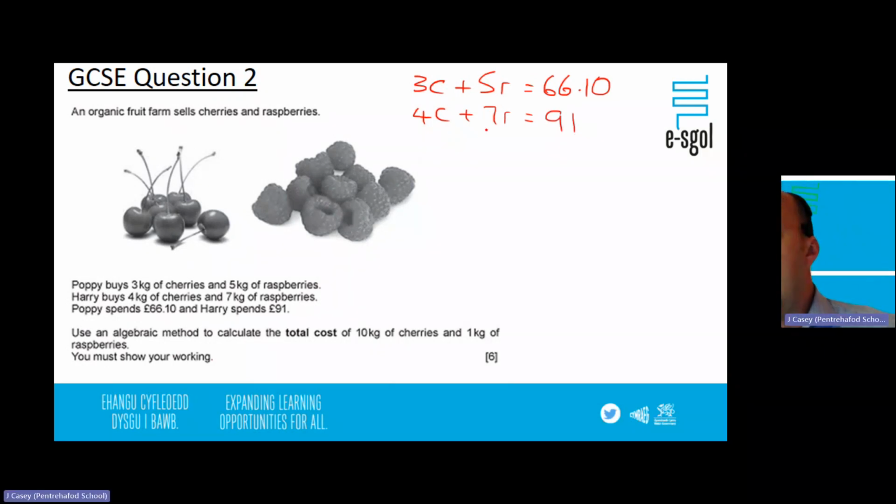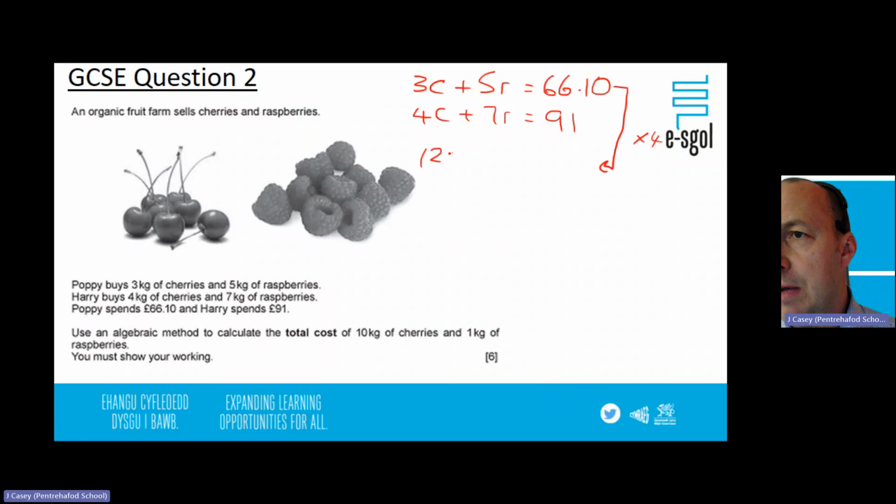Now, I can't take these away or add them. I mean, everything's positive, so it is going to be a takeaway in a moment, but that's 3C, that's 4C, the coefficients are different, so that's not ideal. So let's make the coefficients the same. Now, for me, I want to keep the numbers as small as possible because these numbers are going to get pretty big. So I'm going to get the number in front of C the same. So I'm going to times all of this one by 4. And then I'm going to times all of the bottom one by 3, but we'll do that in a moment.